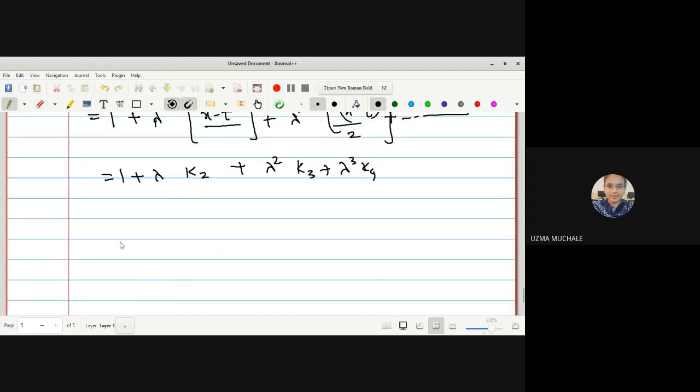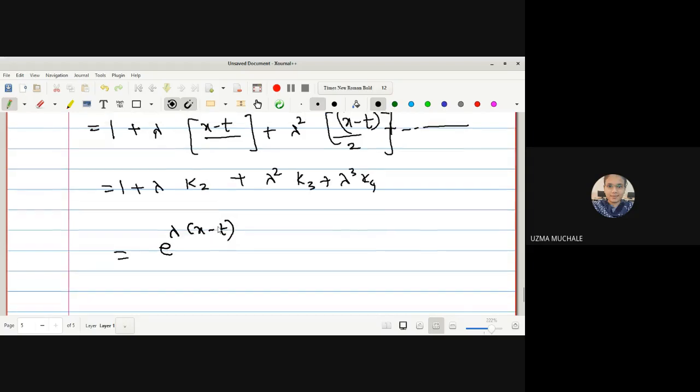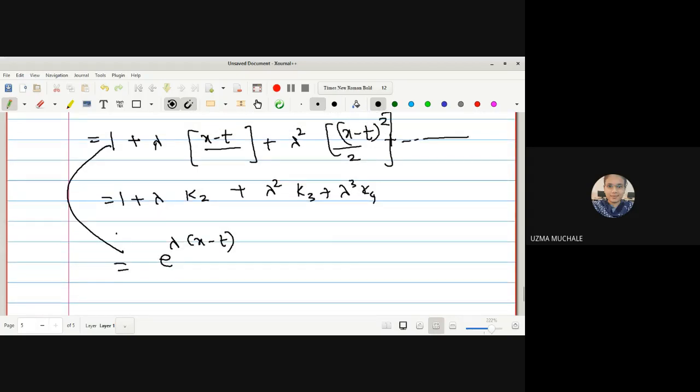And we can write this as e raised to lambda x minus t. This I can write as e raised to lambda x minus t, right? What is the formula for e raised to x? 1 plus x plus x square by 2 factorial plus x cube by 3 factorial and so on. So here also we are getting 1 plus lambda x minus t, that is your x, plus lambda square x minus t whole square divided by 2 factorial and so on.